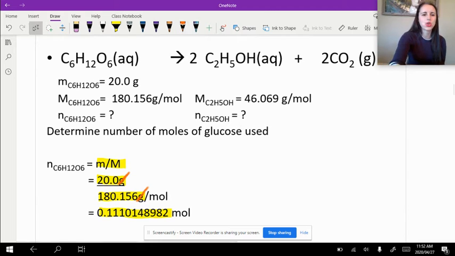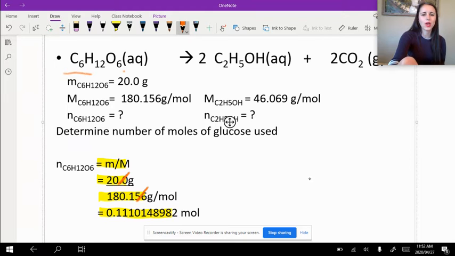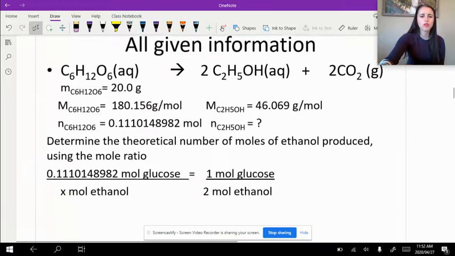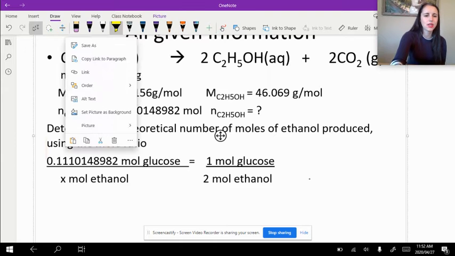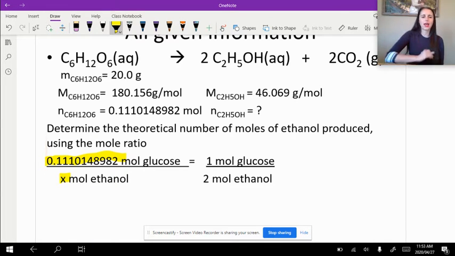Remember, my molar ratio is going to be set up between glucose, that's where I'm starting, and I want to go to ethanol. That's where I want to end up. So those are the two that I'm going to focus on for my molar ratio. So I started by stating how many moles of glucose I had. I knew this. I calculated it in my last question. So I'm going to call this my moles of glucose. Now what I'm looking for is my moles of ethanol. So I'm going to go ahead and call that X.